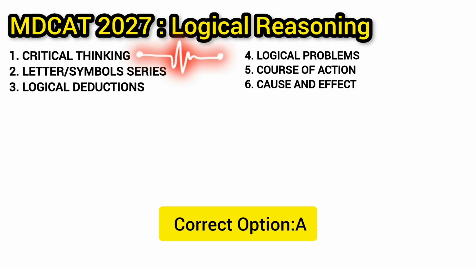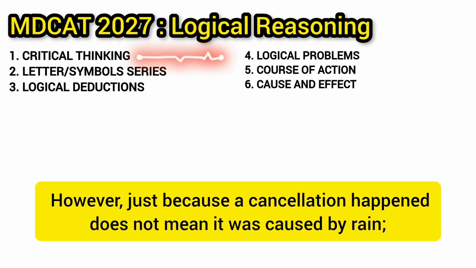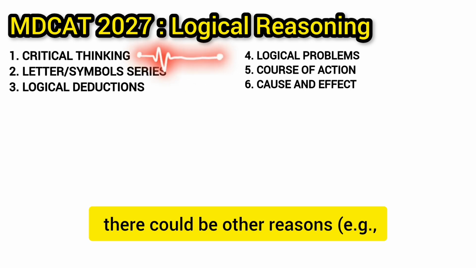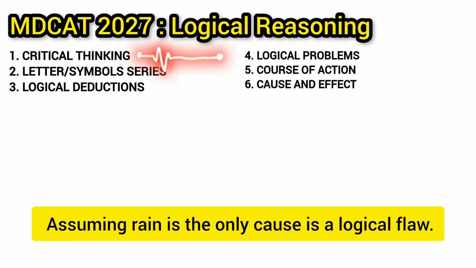Correct option A. Reason. The argument sets up a rule: rain means cancellation. However, just because a cancellation happened does not mean it was caused by rain. There could be other reasons, for example, player injuries or poor pitch conditions. Assuming rain is the only cause is a logical flaw.